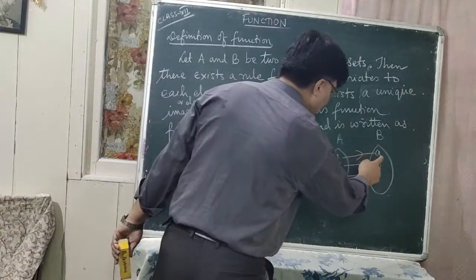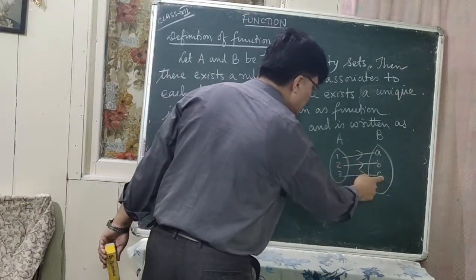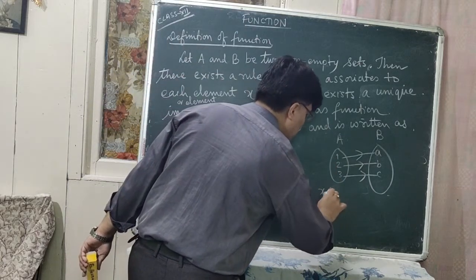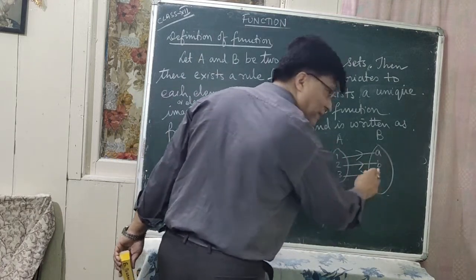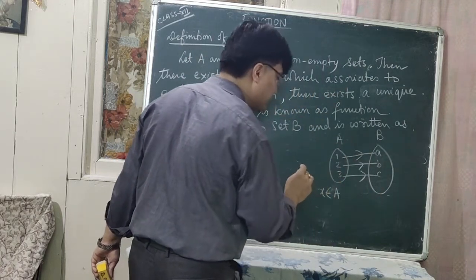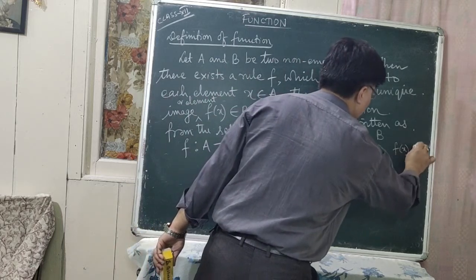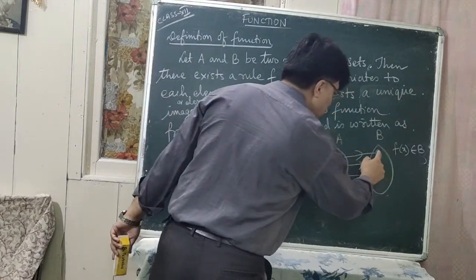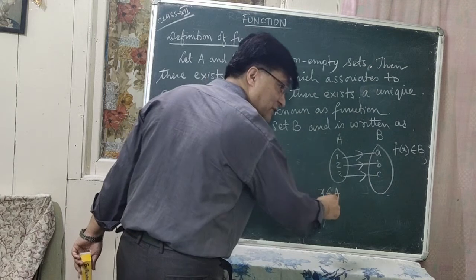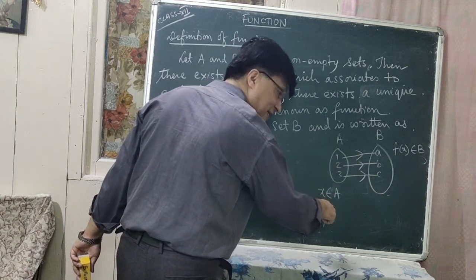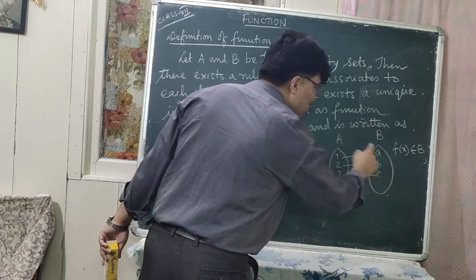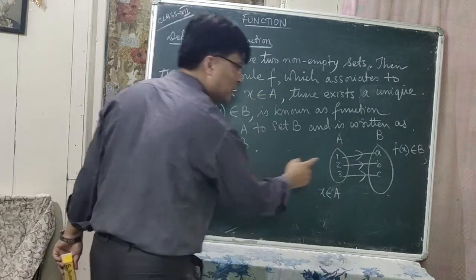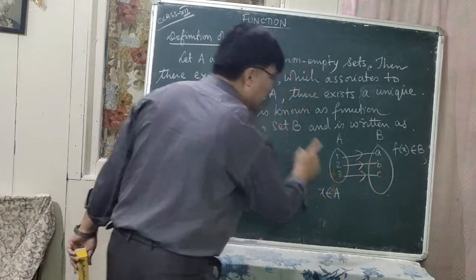Okay? So A is the image of 1, B is the image of 2, C is the image of 3. And here x is equal to 1, x is equal to 2, x is equal to 3. X belongs to the set A and this is f of x. B is f of x. Okay? So here f of x belongs to the set B. Now this f of x is known as the image of the elements of the set A. That is A is the image of 1, B is the image of 2, C is the image of 3.